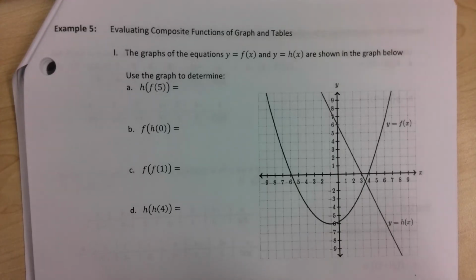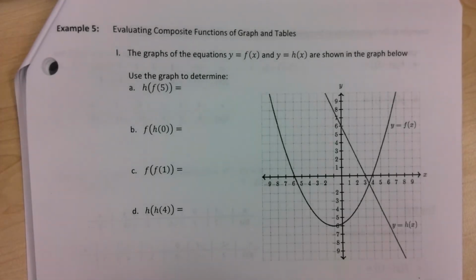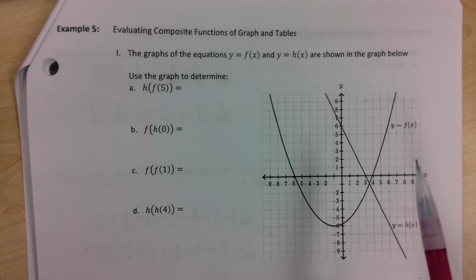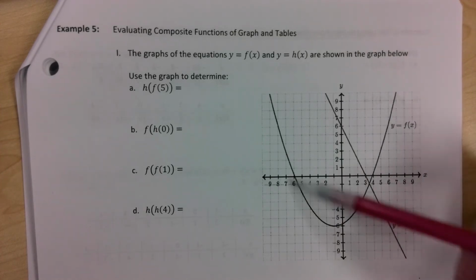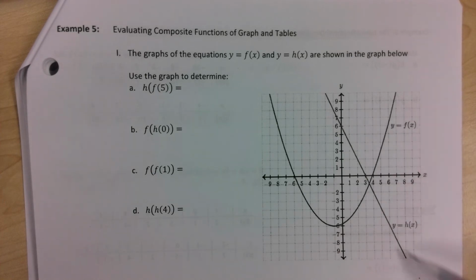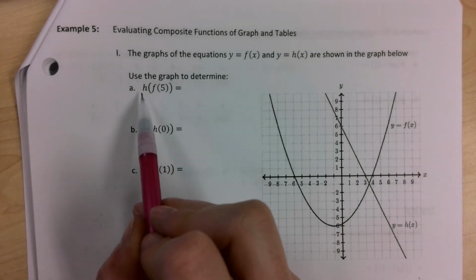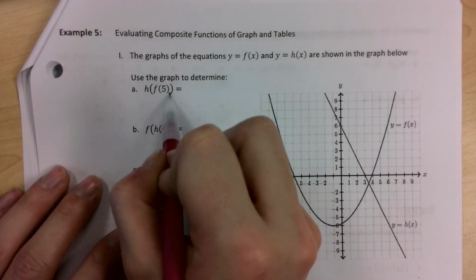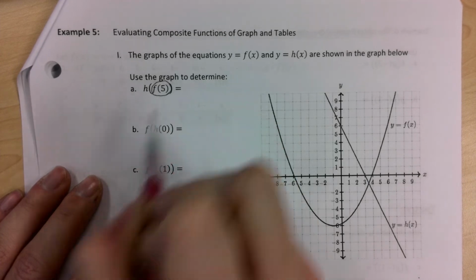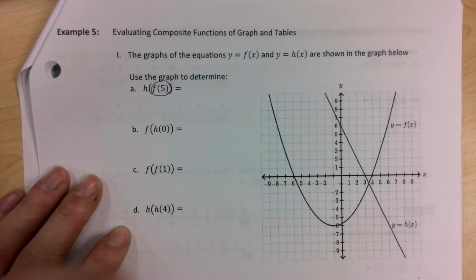All right, in the next example, we are still going to work with composition functions, but this time we are going to be using a graph. So on this graph, they give me two functions. This little curve here is f of x, and the straight line is h of x. The first thing they're asking me to find is h of f of 5. Again, we're going to start with our innermost part, so I want to start with finding f of 5. Notice that the 5 is inside of the parentheses, meaning it is an x value.